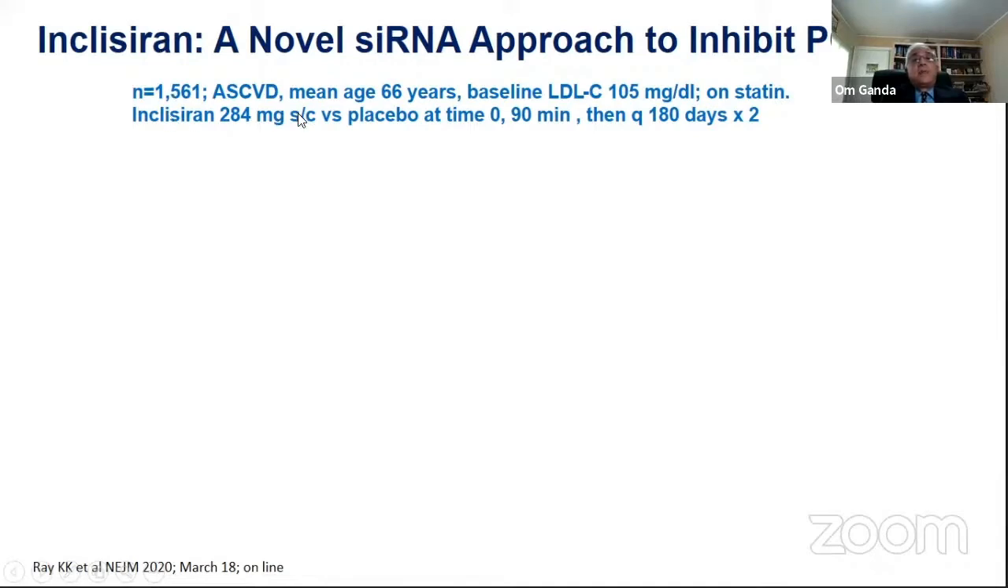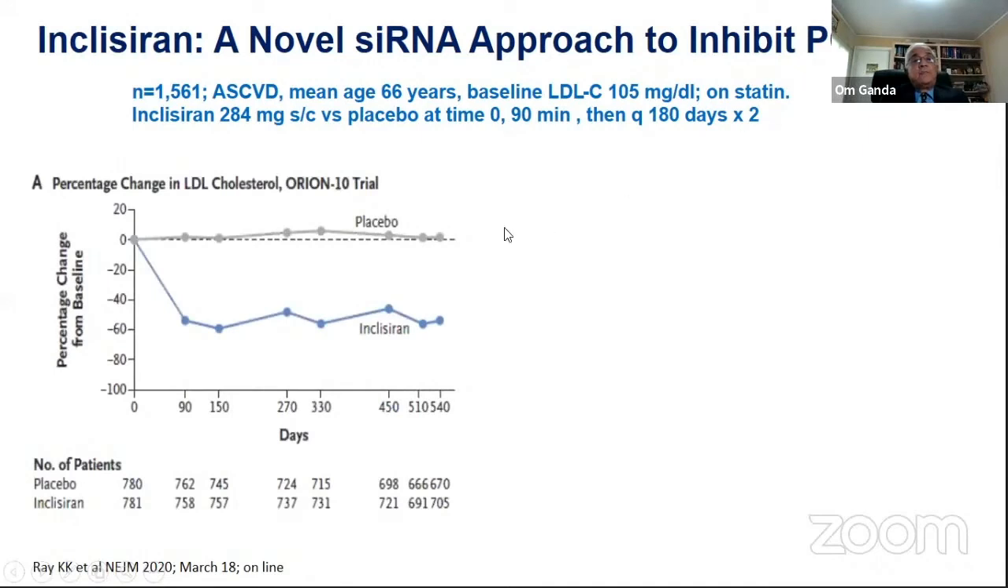You start it, use it in the beginning, two injections over 3 months, at 0 and 90 days. Then you give it every 6 months. And this was done in this efficacy study. And you can see, just like the monoclonal antibody approach, this is one of the many studies that have shown the same result. This is ORION-10.